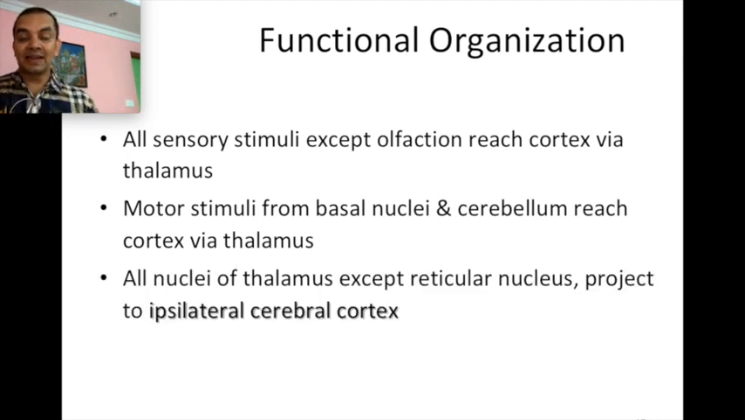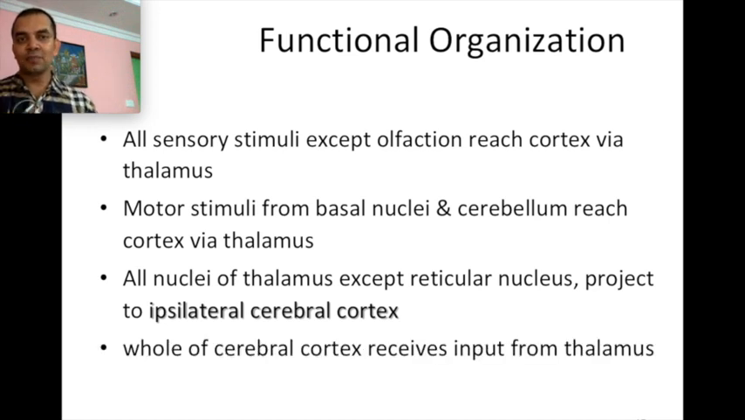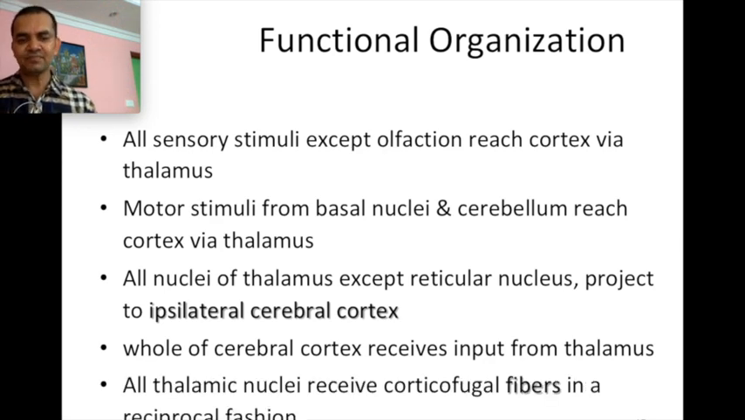Now, all nuclei of the thalamus, with the exception of the reticular nucleus, project to the ipsilateral cerebral cortex. And on the other hand, if you see from the cortical point of view, all areas of the cerebral cortex receive input from the ipsilateral thalamus. And similarly, all thalamic nuclei receive corticofugal fibers in reciprocal fashion. Now, this means that thalamic nuclei and the areas of cortex have bilateral connections. We have both thalamocortical connections as well as corticothalamic connections.